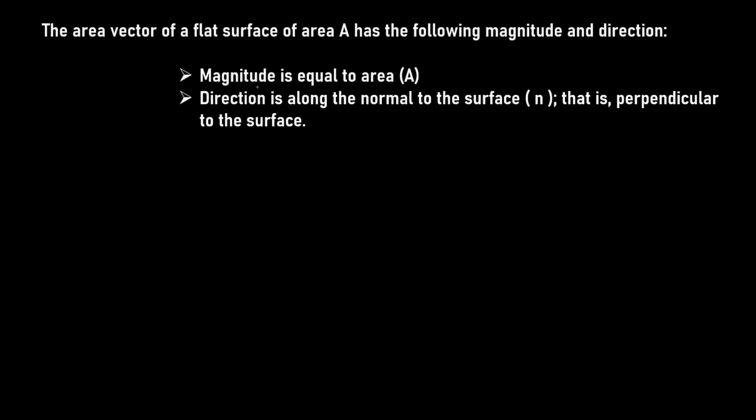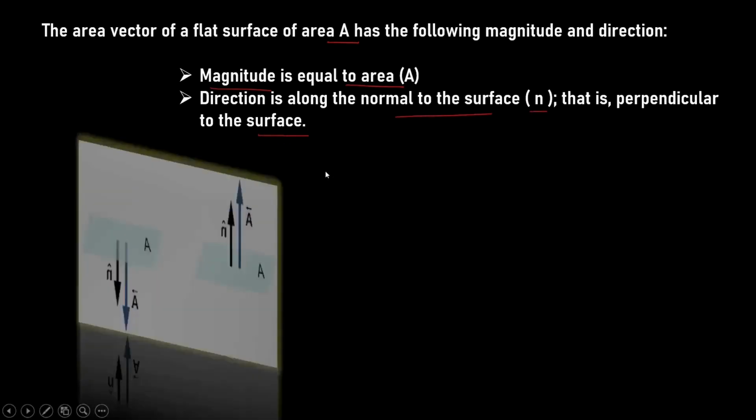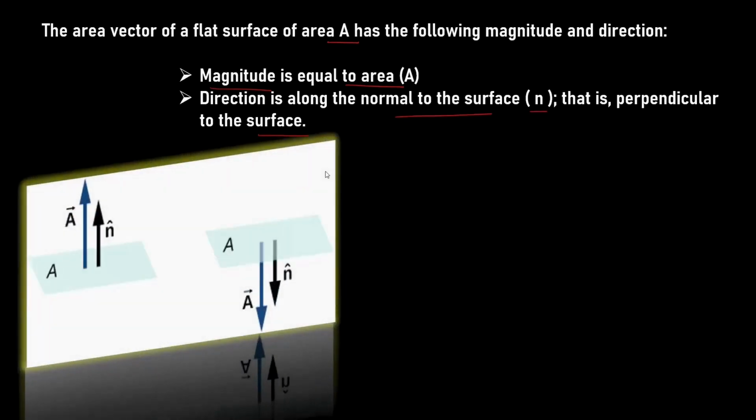Next, the area vector for the surface area A has the following things associated with it. What are they? First, the magnitude is always equal to the area A. Its magnitude will remain the same. It will not be affected by just representing it as an area vector. Now, the direction is along the normal to the surface, n cap, which is always perpendicular to the surface. So these two things we need to mention if we are representing area as an area vector.